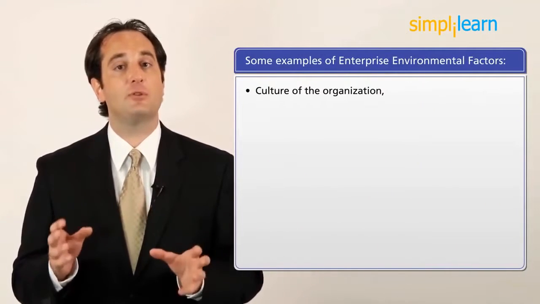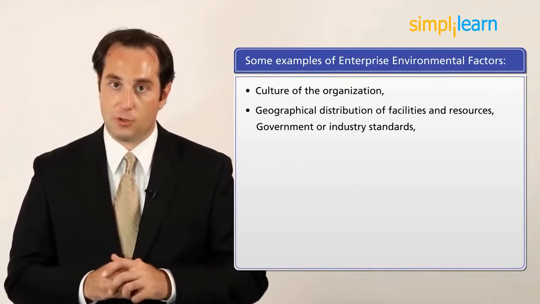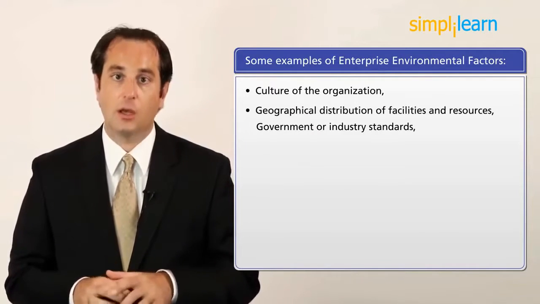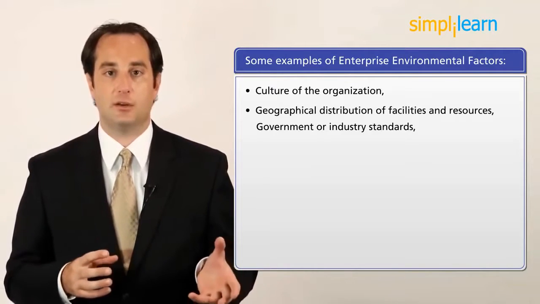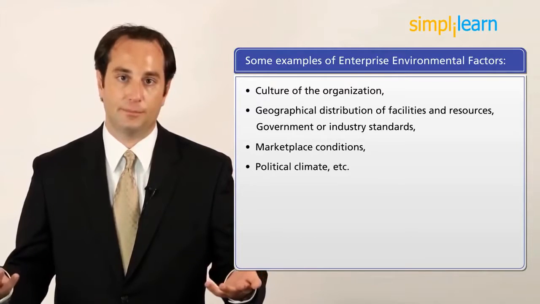Enterprise environmental factors refer to conditions not under the control of the project team, but that influence, constrain, or direct the project. These factors can vary widely in nature and type, but some examples include the culture of the organization, geographical distribution of facilities and resources, government or industry standards, market conditions, political climate, etc.